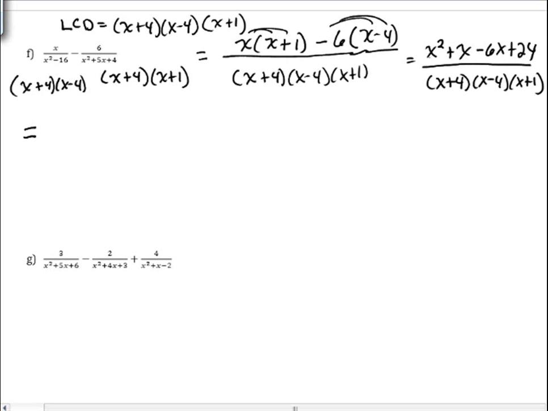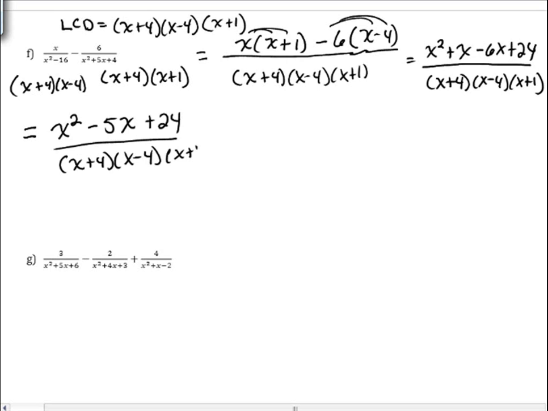Now we want to combine like terms. We only have the x squared term, but we have x and negative 6x, so that's negative 5x, and then plus 24. This goes over our common denominator, x plus 4, x minus 4, and x plus 1.